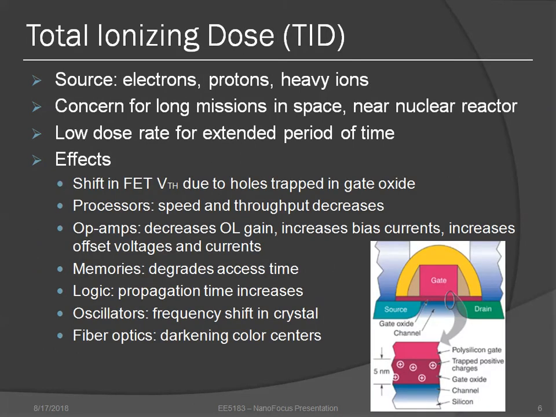Alright, a closer look at total ionizing dose. This classification of radiation is a concern for long missions in space and for electronics near nuclear reactors, for example. Basically anything that's in the constant presence of radiation. Some of the sources are electrons, protons, and heavy ions. A common source is photons, and when the photons are incident upon a material, for example an insulating oxide, their energy is high enough to create electron-hole pairs. Photocurrents are induced when the electron is swept away due to its higher mobility.